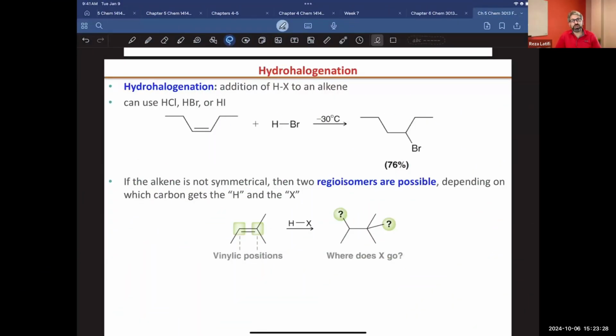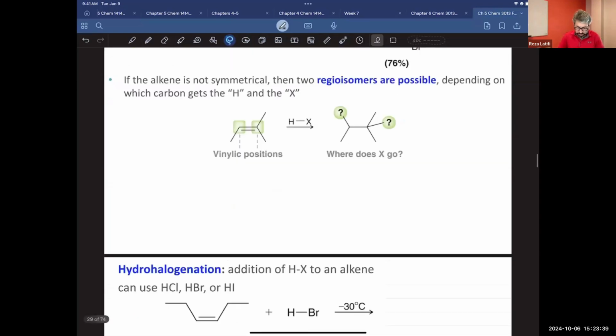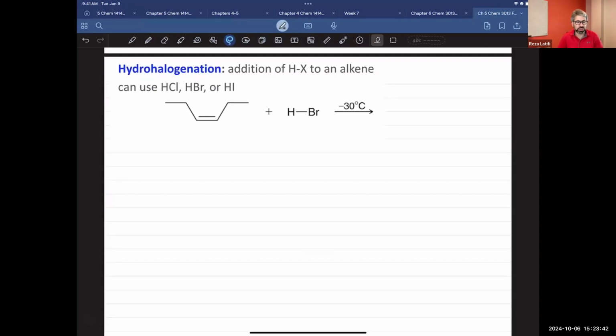Welcome back. In this lecture, we're going to go through hydrohalogenation, and we will learn how to add a strong acid like HCl, HBr, or HI to a double bond. We're going to start with an alkene. There's a double bond somewhere inside the molecule that we're going to saturate by adding a strong acid to it.